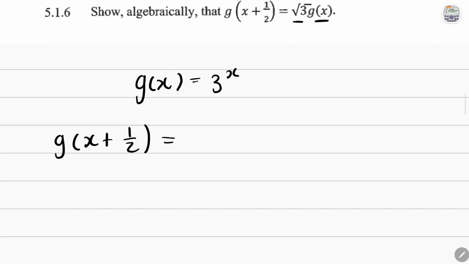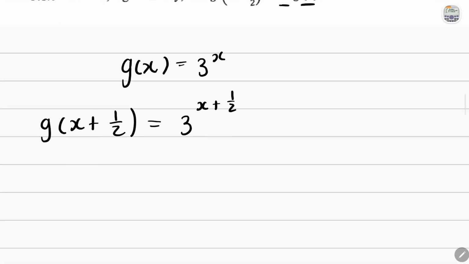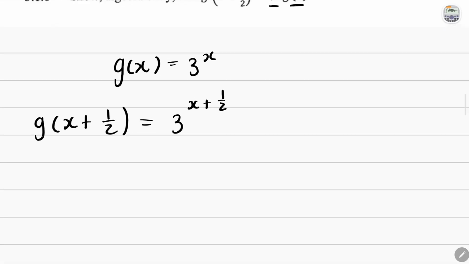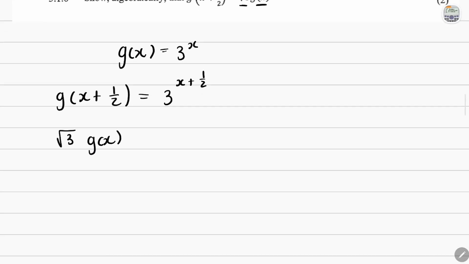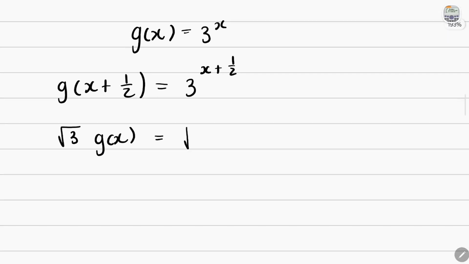So what does this mean? Wherever you see x, just add 1 over 2. So we're going to say 3 to the power of x plus 1 over 2. And this is what we have, right? That's what it simplifies to. So now let's find the square root of 3 times g of x. They're next to each other, so they're just multiplying. You're just going to take the square root of 3 and multiply it by the equation of g of x. g of x is equal to 3 to the power of x. So that's 3 to the power of x.